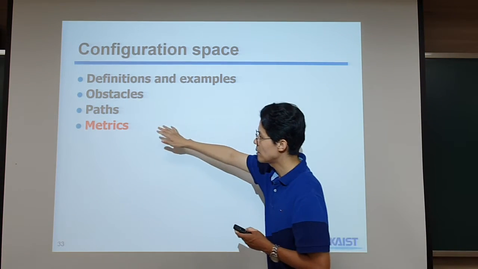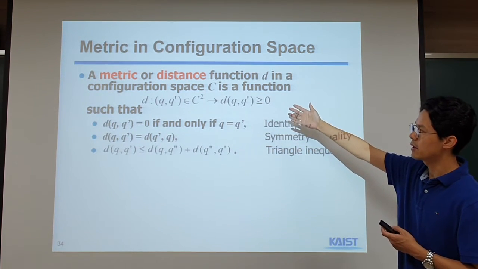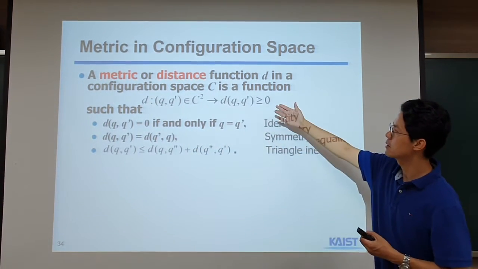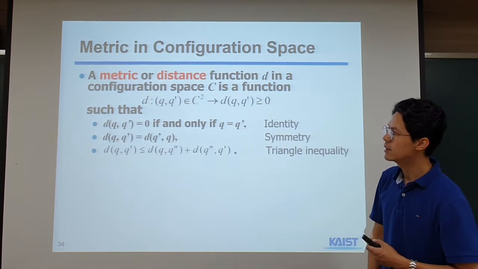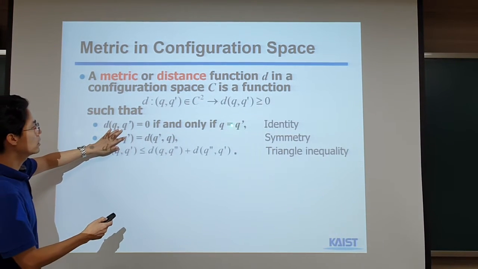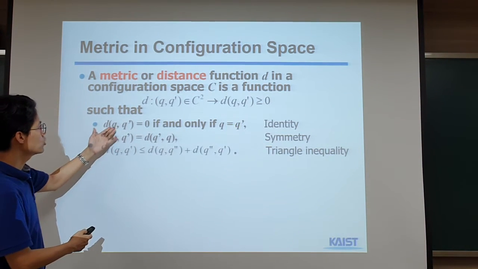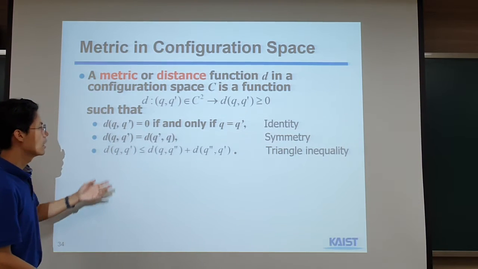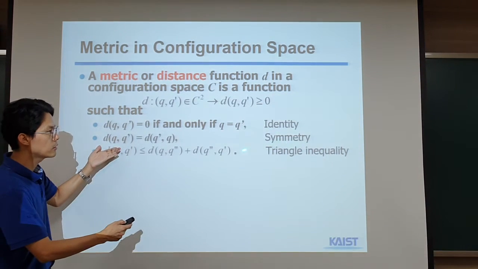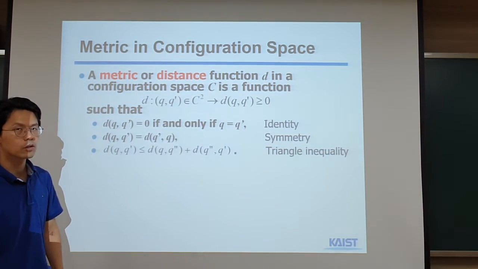Now I'd like to talk about metrics. Some of you already know the meaning of a metric or distance function in the C space. This is our distance function, and this function gives us a non-negative value. Any metric should maintain this: when Q and Q prime turn out to be the same configuration, this should give us 0, right? Identity property. And if we swap Q and Q prime, then it should give us the same distance. The symmetric property. And you might also see the triangle inequality.